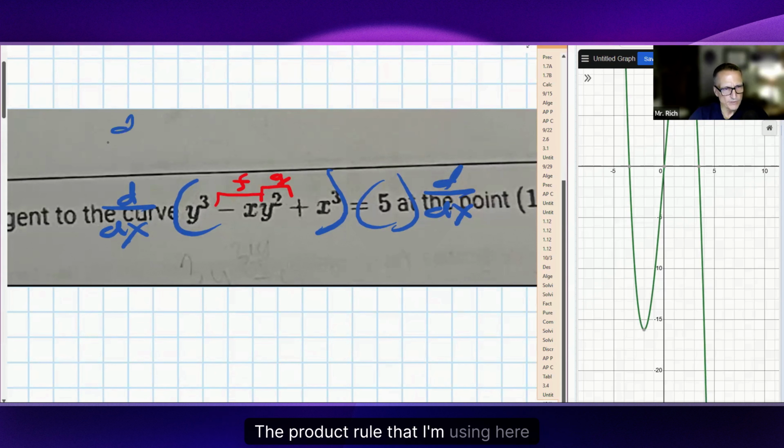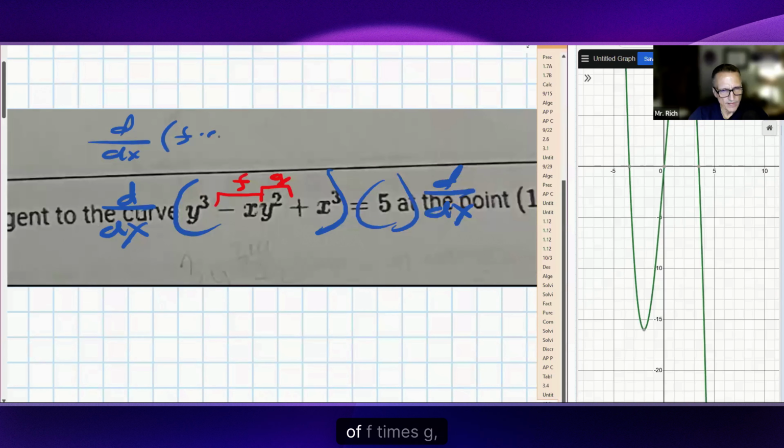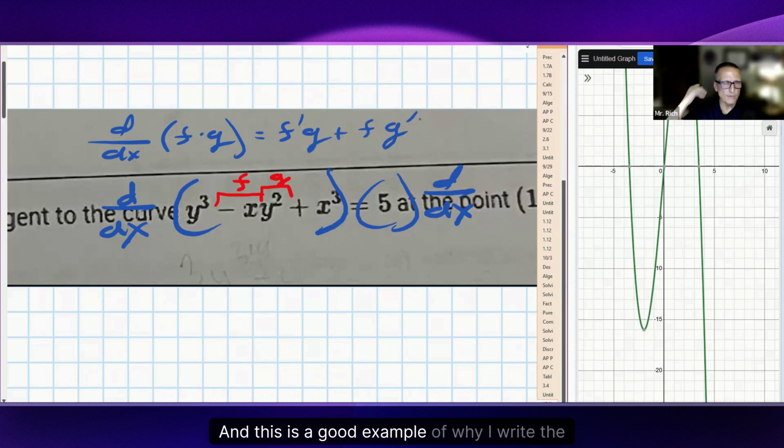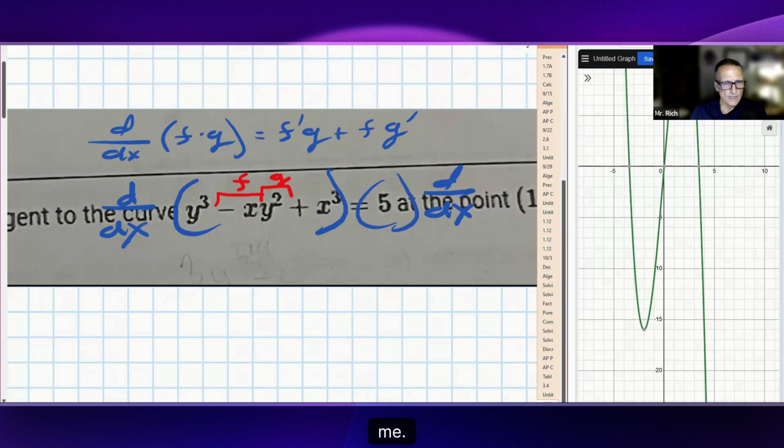The product rule that I'm using here is that when I take the derivative of f times g, I will take the derivative of the first times the second plus the first times derivative of the second. And this is a good example of why I write the product rule as f prime g plus f g prime, because of the fact that I've got this minus that's lumped in right here. It's going to make things a little bit cleaner for me. So let's back up here a bit.